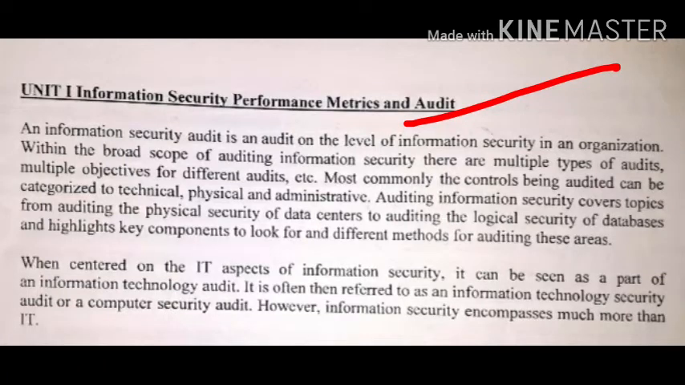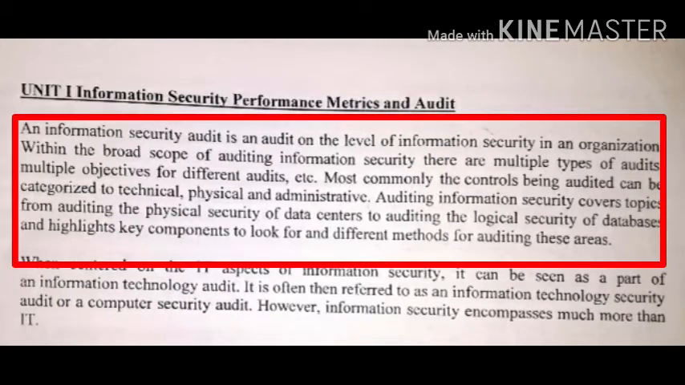Information Security Performance Metrics and Audit. An information security audit is an audit on the level of information security in an organization. Within the broad scope of auditing information security, there are multiple types of audit, multiple objects for different audits, etc.